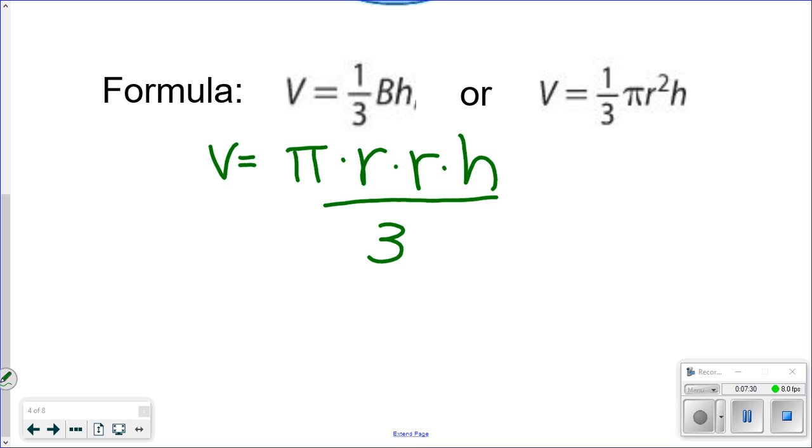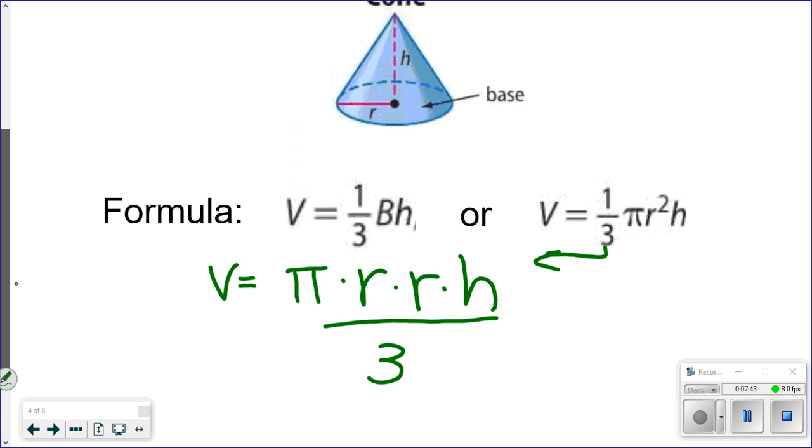These are the same things up here. Like this is the exact same. I'm just, instead of multiplying by a third, I'm dividing by 3, and I'm writing it all out so I can see everything I need to multiply. That's for all cones. Just for cones.